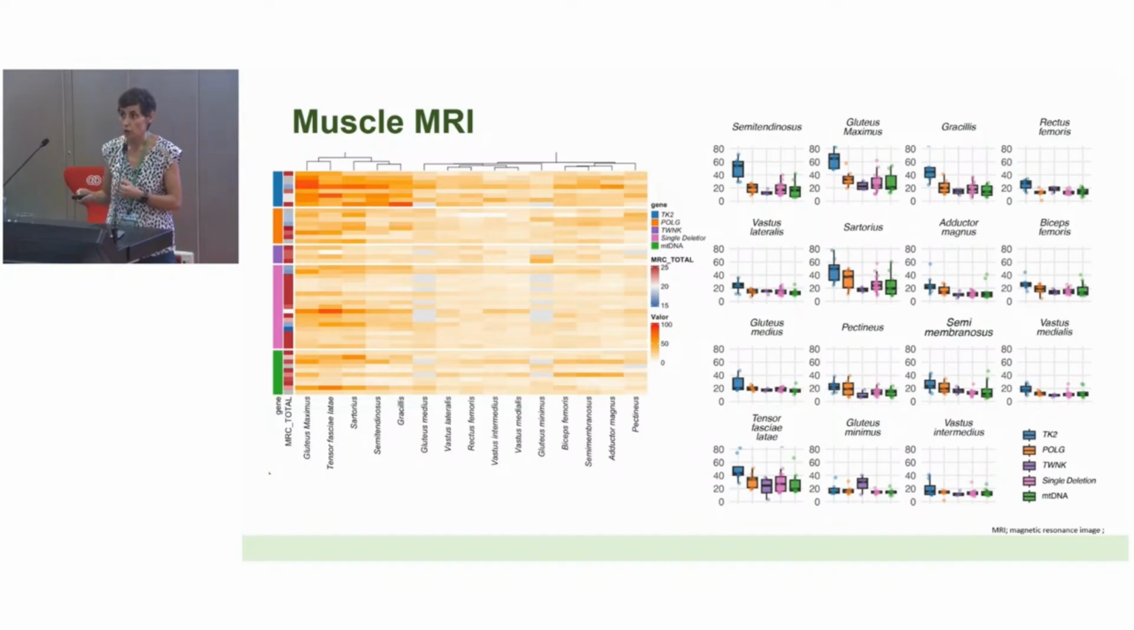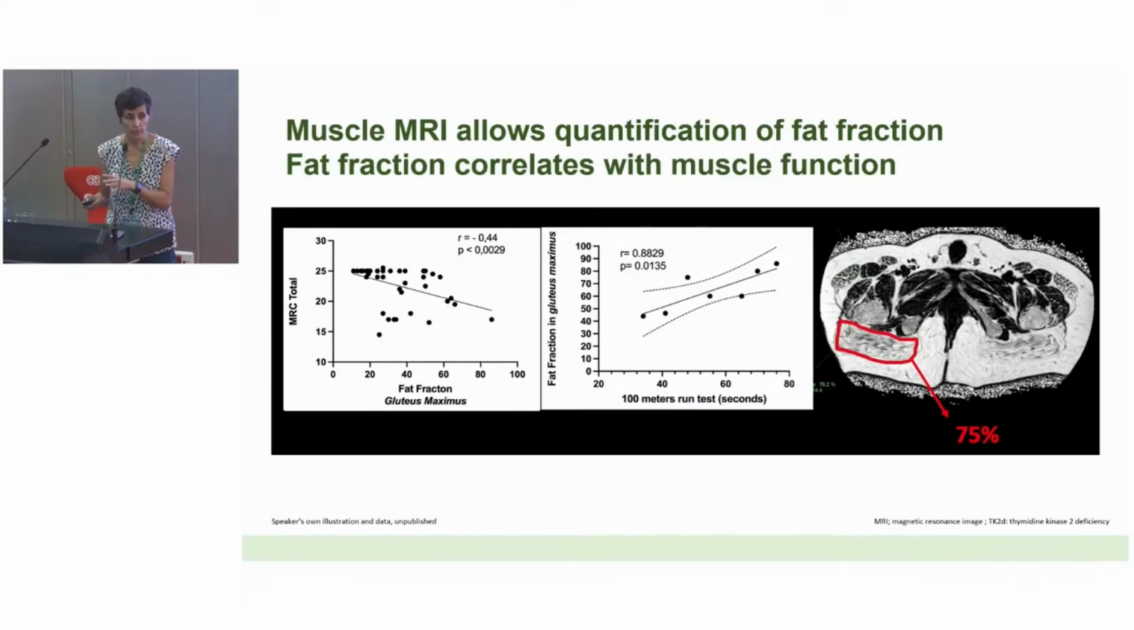This is still ongoing. But more importantly, this degeneration that we see in the muscle MRI, we can quantify it objectively. We can quantify, using a software from the MRI, which is the Dixon sequence, the amount of fat in each muscle. This is called the fat fraction. And this is a very objective way to track the disease progression.